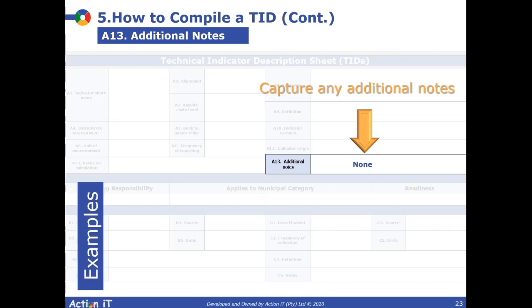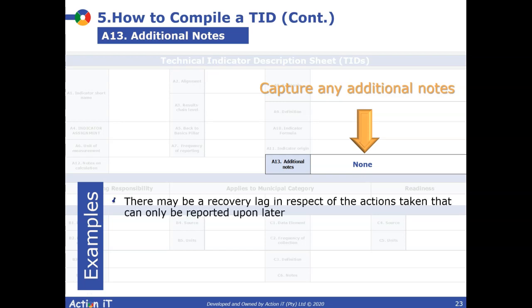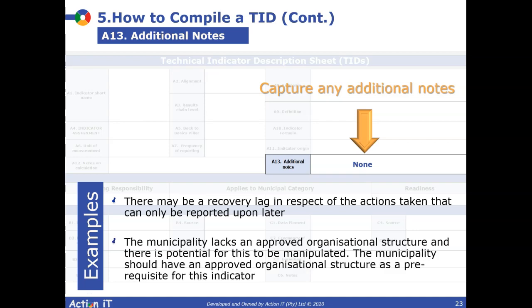Examples of additional notes that could be captured for other indicators could be: There may be a recovery lag in respect of the actions taken that can only be reported upon later. If a municipality lacks an approved organizational structure, there is potential for this to be manipulated. The municipality should have an approved organizational structure as a prerequisite for this indicator.